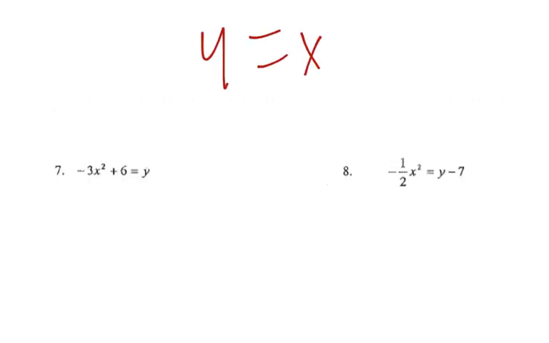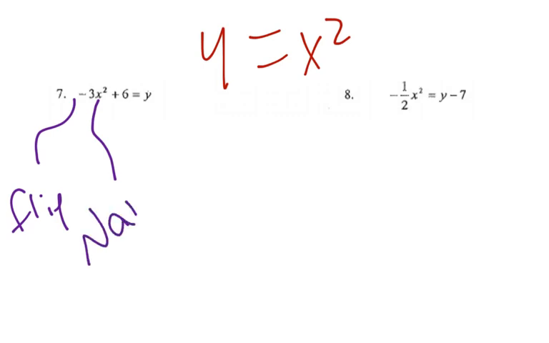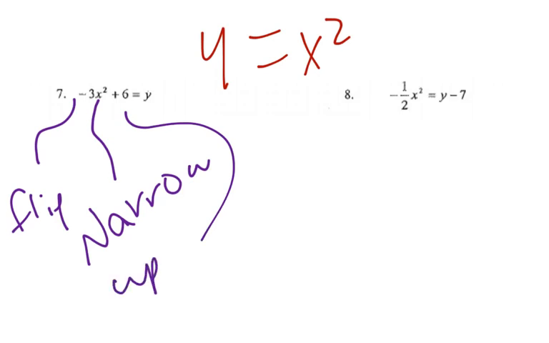Still comparing to the parent, y equal x squared. This one's going to have 3 changes. The negative is a flip. The 3 makes it narrow. Now, don't consider that to be negative 3. Negative does one thing, 3 does another. You got narrow because 3 is bigger than 1. And then the plus 6 is going to make it go up 6.